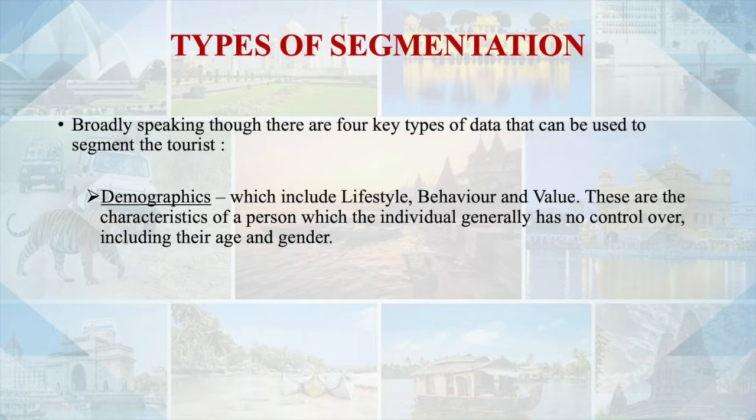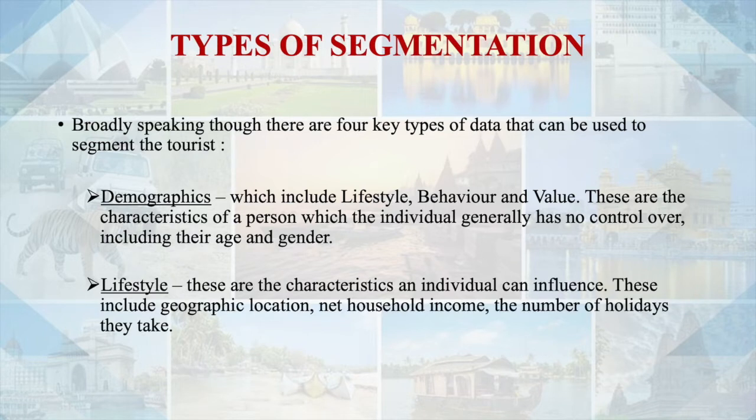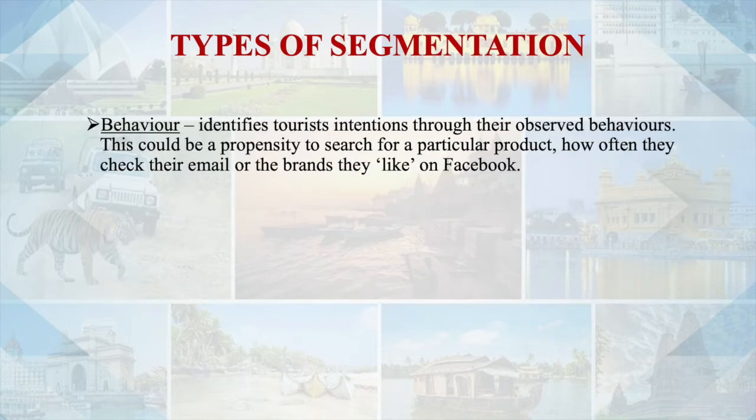The second part of segmentation is lifestyle, which can be influenced. This includes geographical location, net household income, the number of holidays a person takes during a year, and other factors. The third approach of segmentation is behavior. In behavior, we identify the tourist intentions through observed behavior. This could be propensity to search for a particular tourist product, how often they check their emails, and their likes on social media.